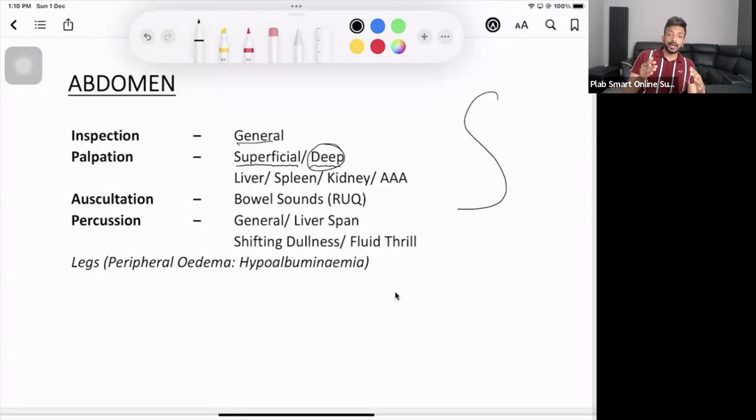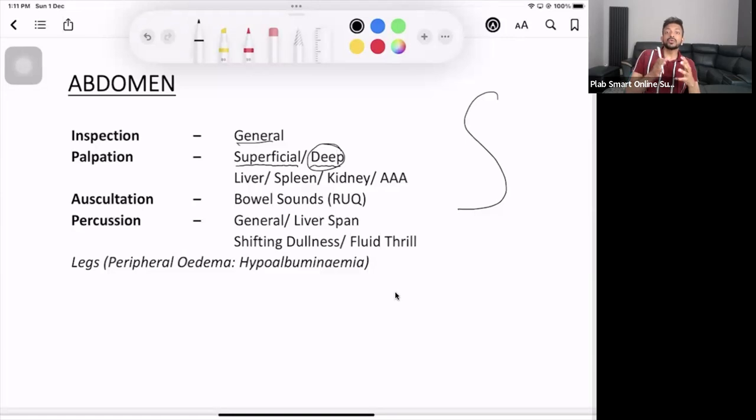And then you have to feel for the liver, spleen, kidney, and the aorta as well. For the liver, you start from the right iliac fossa, because if the liver has to increase in size, it's going to go down. The liver is on the right side, and it's going to grow like this. You start from the right iliac fossa, tell the patient to take a deep breath in and out. When the patient is breathing in, with your hand you go in. So then you leave it, the patient is breathing in, you go in. And this is how you will see.